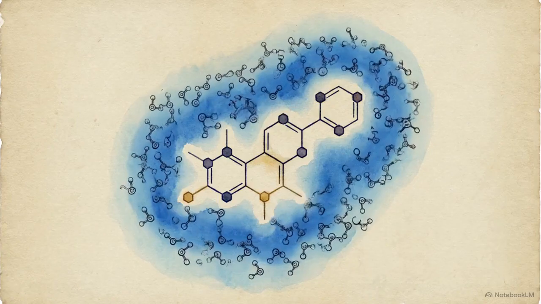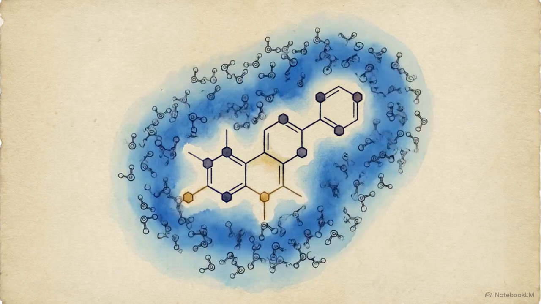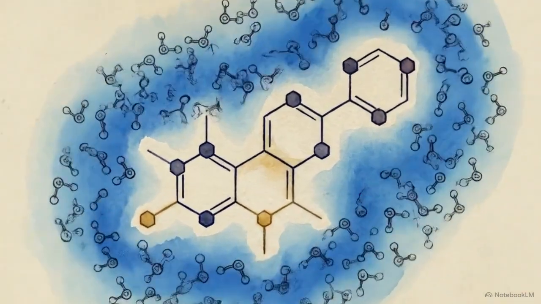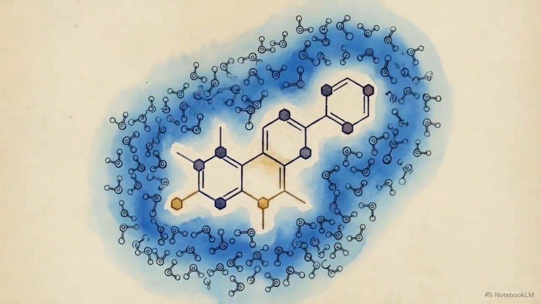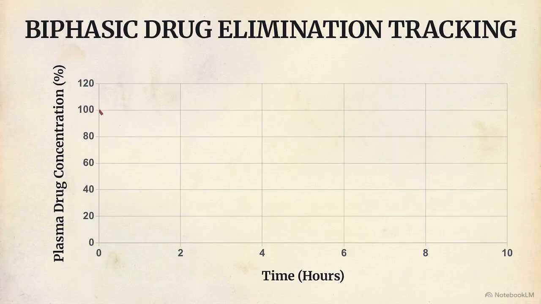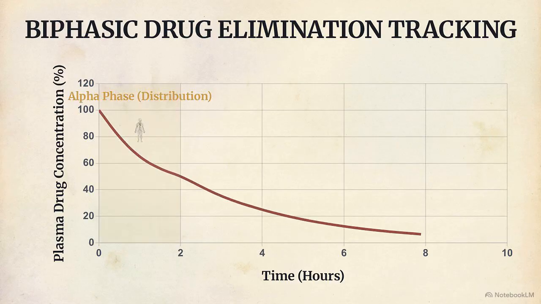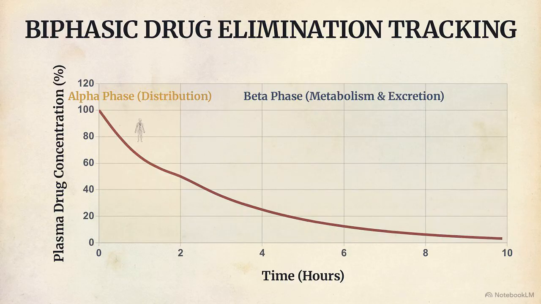The chemical goal of metabolism is converting highly lipophilic or fat-soluble drugs into hydrophilic, water-soluble metabolites, so they can be effectively excreted. This graph plots plasma drug concentration against time, mapping systemic elimination. The steep alpha phase represents rapid distribution into tissues. The gradual beta phase slope is driven by metabolism and excretion.